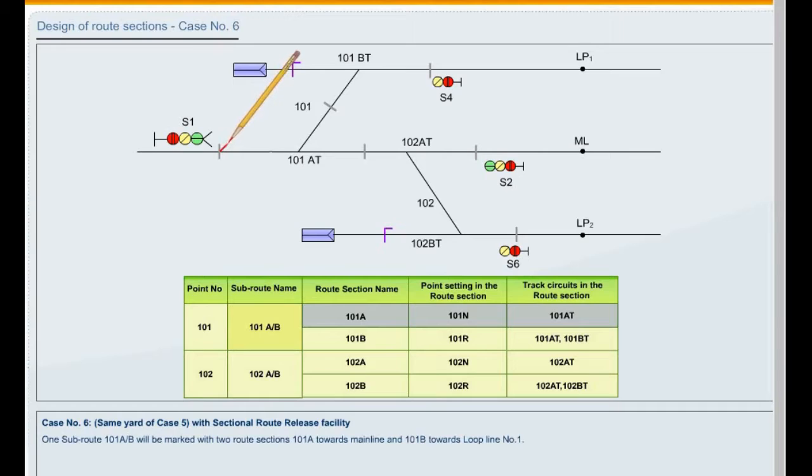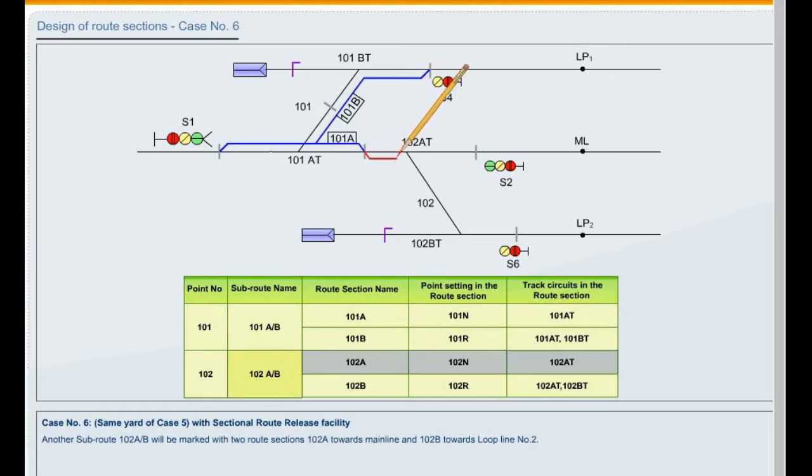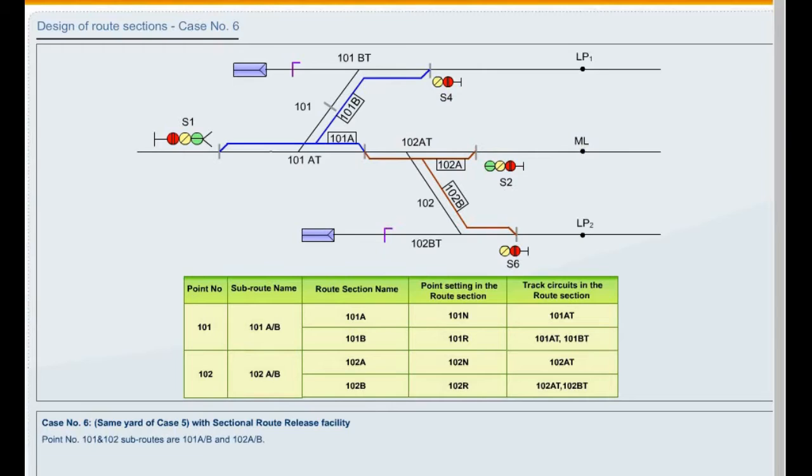One subroute 101A by B will be marked with two route sections, 101A towards main line and 101B towards loop line number 1. Another subroute 102A by B will be marked with two route sections, 102A towards main line and 102B towards loop line number 2. Point number 101 and 102 subroutes are 101A by B and 102A by B.